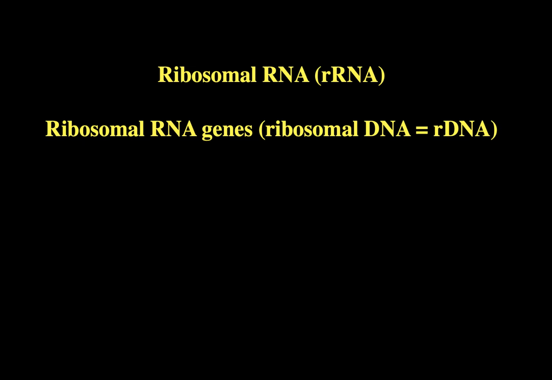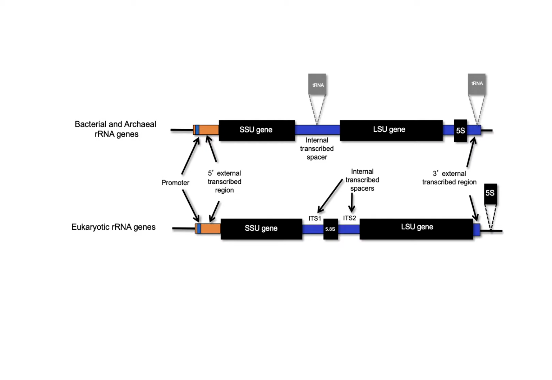In this video I'll be talking about ribosomal RNA, rRNA, as well as ribosomes, and ribosomal RNA genes, otherwise known as rDNA. Ribosomal genes are transcribed as an operon, so more than one gene is included in this. So there's a small subunit gene, large subunit gene, and 5S in bacteria and archaea, and in eukaryotic genes, there's a small subunit gene, a 5.8S gene, and a large subunit gene.